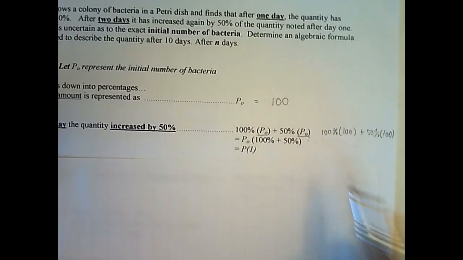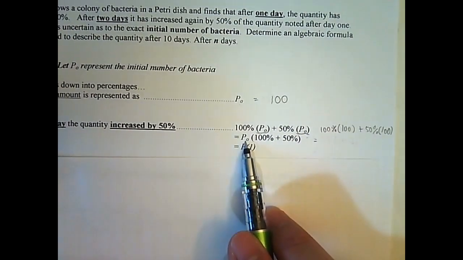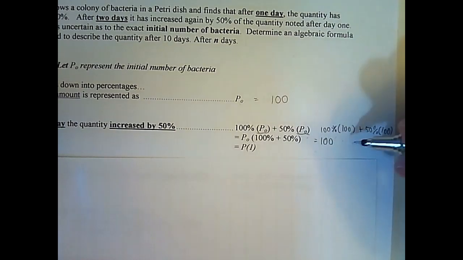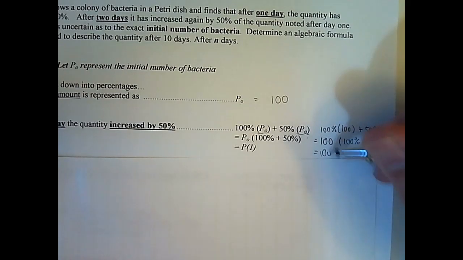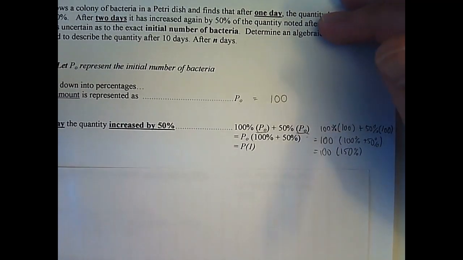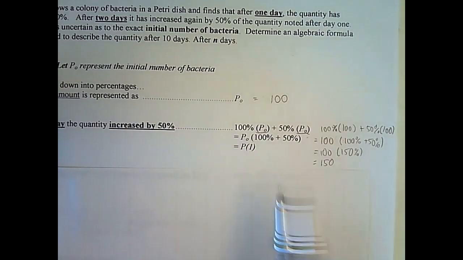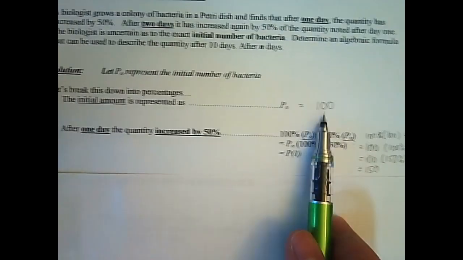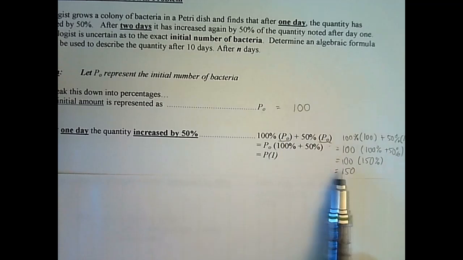And if I look at my numbers here and do that calculation, our initial population we said was 100, and then I have 100% plus 50%, which is really 100 times 150%. If I turn that to a decimal, I get 1.5. 100 times 1.5 gives me 150, which makes sense. If I started with 100, and I know it increases by 50% every day, increases by half every day, I'm going to get 150 here.